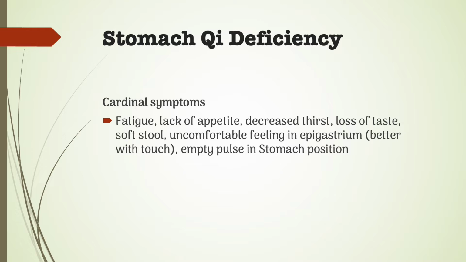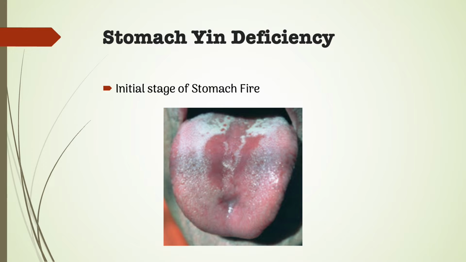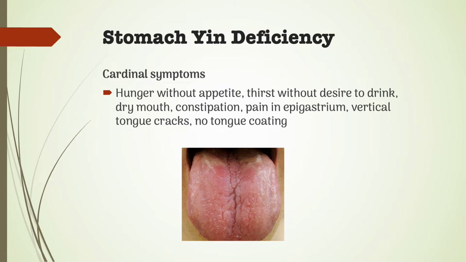Cardinal symptoms: fatigue, lack of appetite, decreased thirst, loss of taste, soft stool, uncomfortable feeling in the epigastrium, better with touch, empty pulse in stomach position. Stomach yin deficiency is the initial stage of stomach fire. Cardinal symptoms include hunger without appetite, thirst without desire to drink, dry mouth, constipation, pain in epigastrium, vertical tongue cracks, no tongue coating.